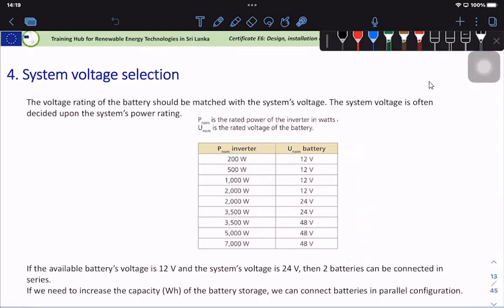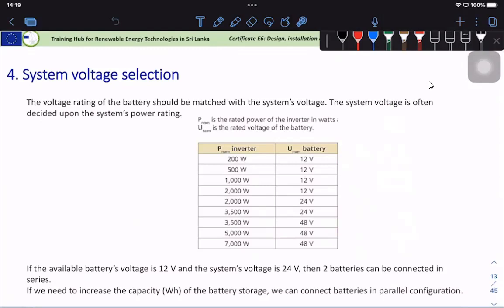So let's say according to the power requirement, you need to use a 48-volt battery, but you have in hand the 12-volt batteries. What you can do is connect those batteries in a series connection. You can connect 4 batteries in series, right? And we can obtain a 48-volt battery pack, right? So that can be done.